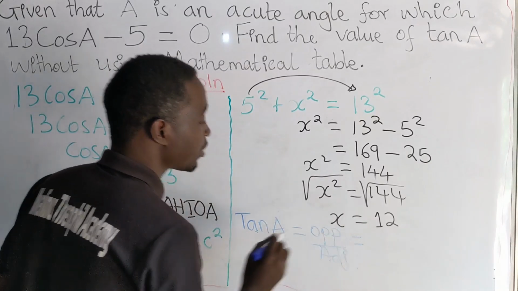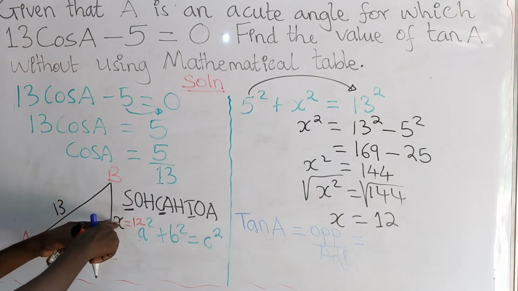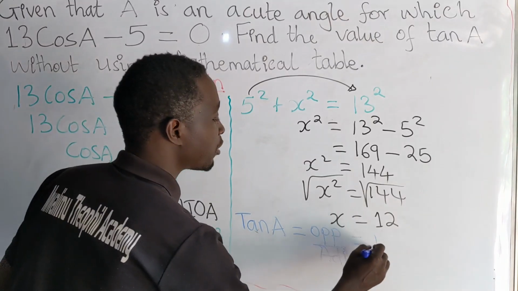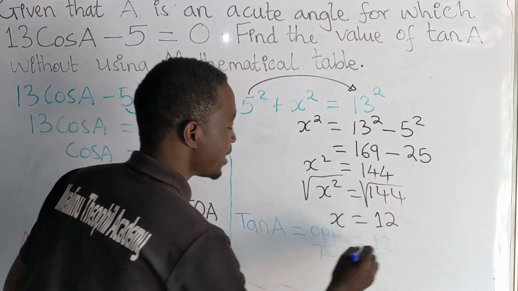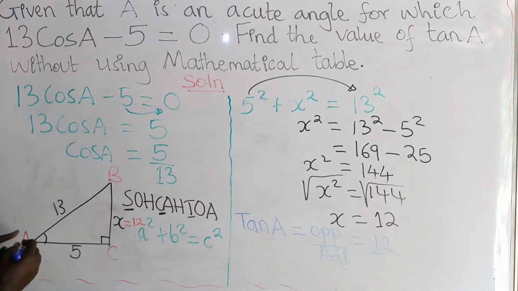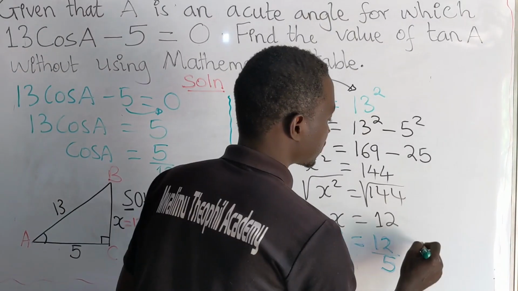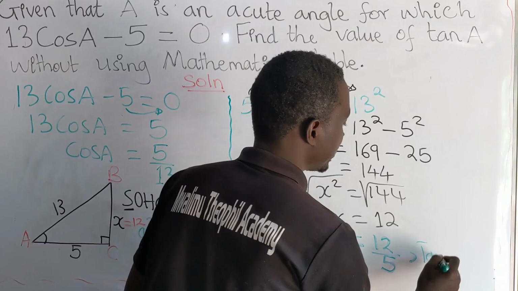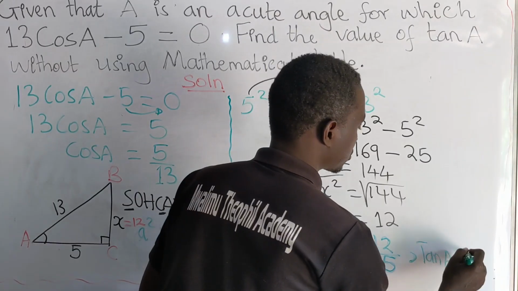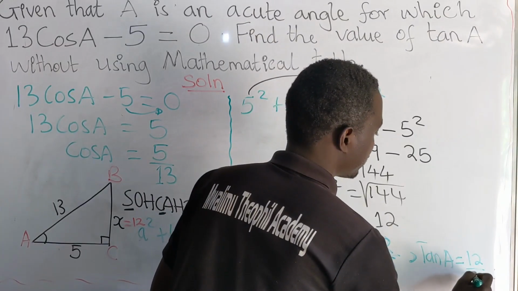This will be equal to our opposite is x, which is 12, 12 divided by adjacent to this angle, which is 5. So tangent of angle A is equal to 12 divided by 5.